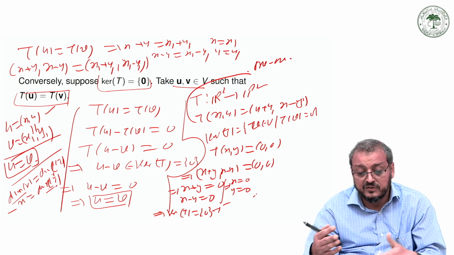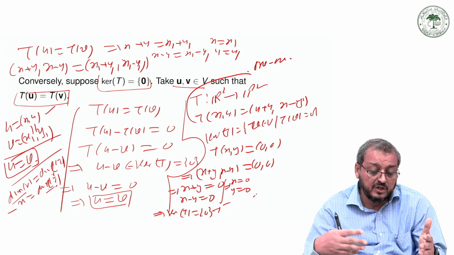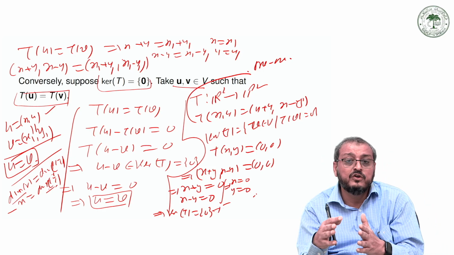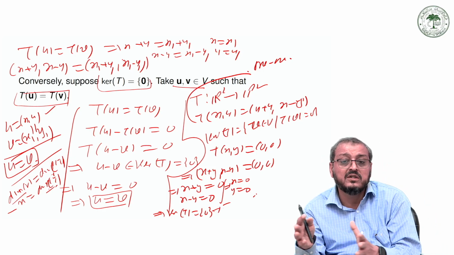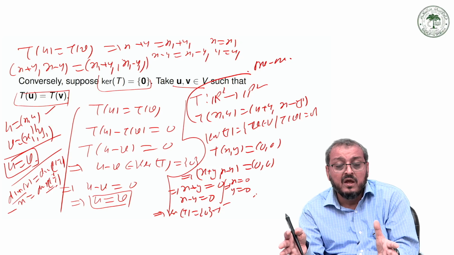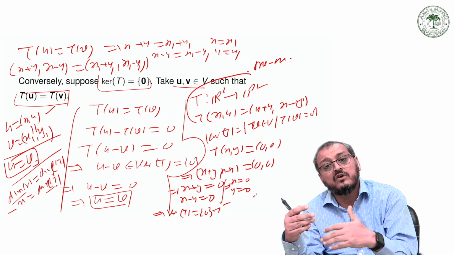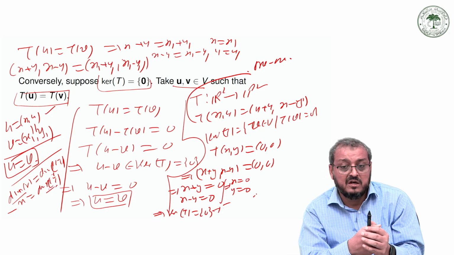So in the next class we discuss one of the equivalent conditions, which says that when T is a linear transformation from V to W, and V and W have the same dimension, then T is one-to-one, and T is onto, and the range of T is equal to W. All three conditions are equivalent.